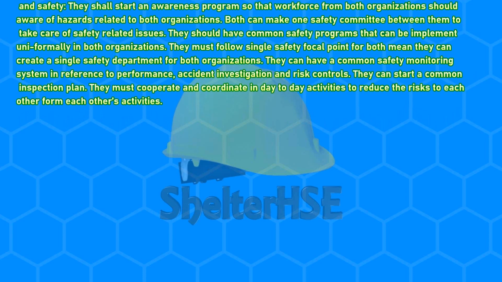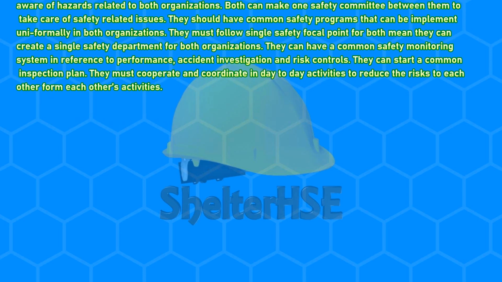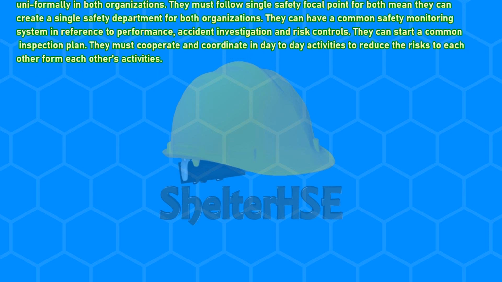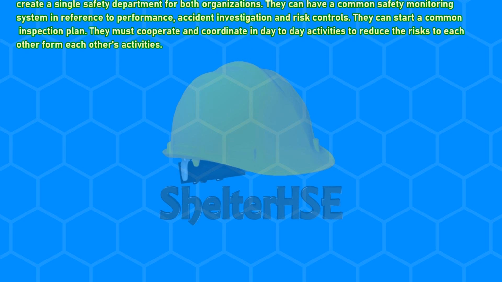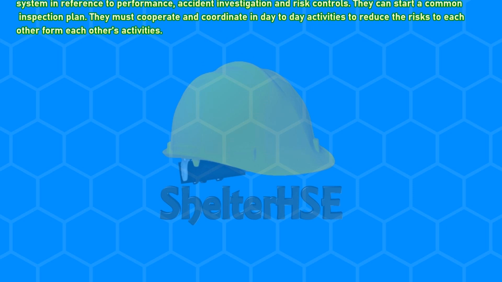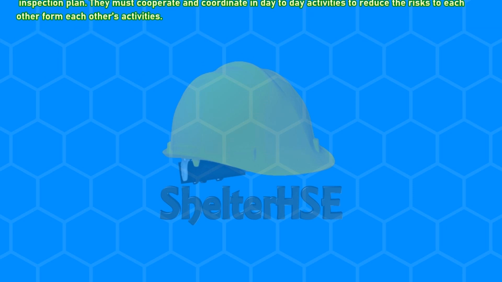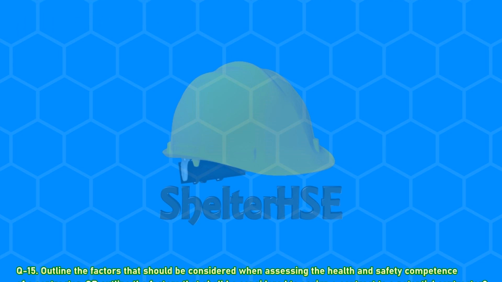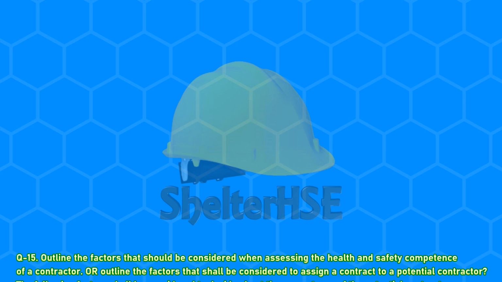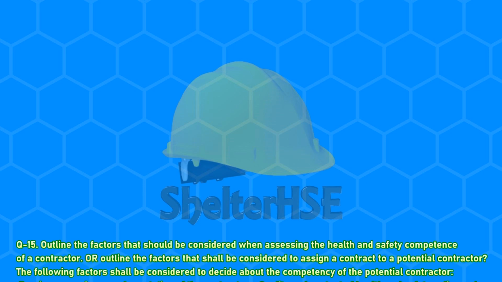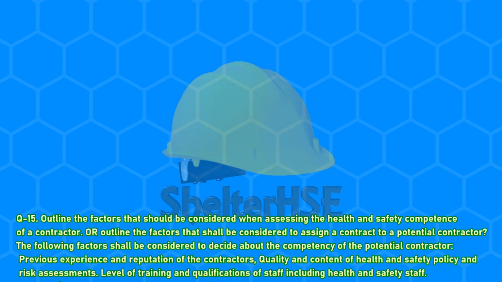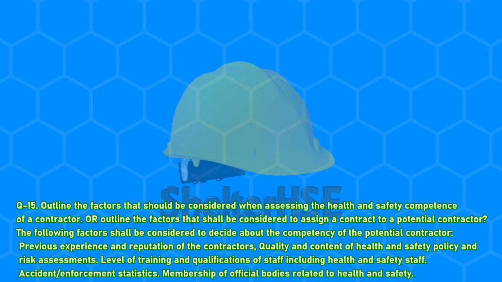They can have a common safety monitoring system in reference to performance, accident investigation and risk controls. They can start a common inspection plan. They must cooperate and coordinate in day-to-day activities to reduce the risks to each other from each other's activities. Question 15. Outline the factors that should be considered when assessing the health and safety competence of a contractor. Or outline the factors that shall be considered to assign a contract to a potential contractor.